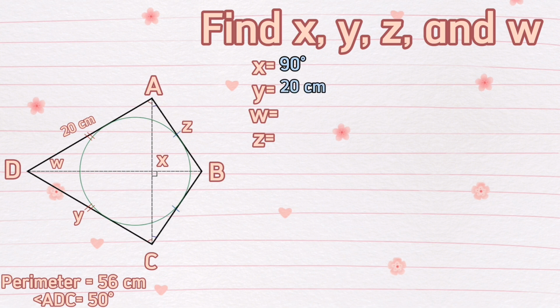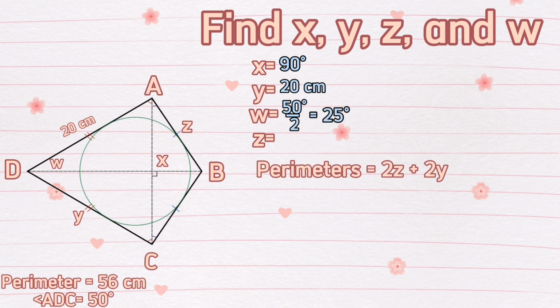Now let us find w. W is very complicated to find, but it is also pretty easy. Because the diagonal bisects angle ACD, and the given angle ADC, ACD is equal to 50 degrees. So w is equal to 50 degrees. Now let's divide it by 2. So 50 degrees divided by 2 is equal to 25 degrees.